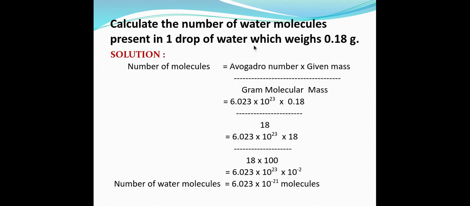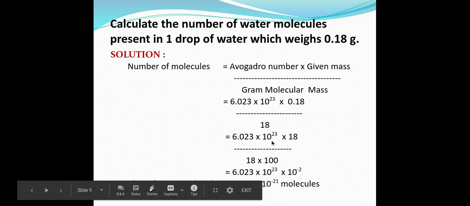We have already seen how to calculate the gram molecular mass. The formula for water is H2O, that is, 2 atoms of hydrogen and 1 atom of oxygen are present. So 2 into 1 plus 16. How much? It is 18. So the gram molecular mass of water is 18. So 6.023 into 10 to the power 23 into 0.18 divided by 18.